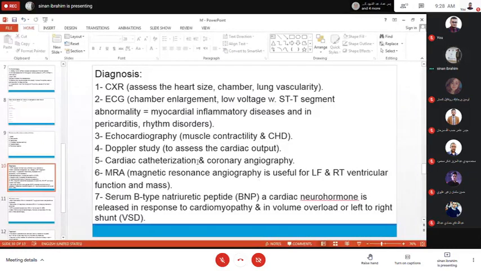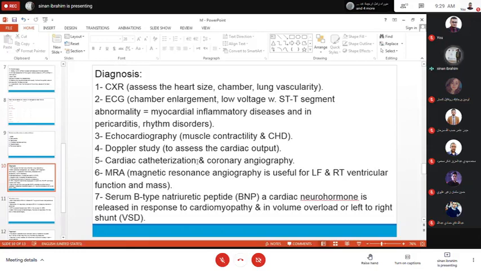Of course, it is possible that with all these investigations, we do chest X-ray, ECG, echocardiography and Doppler study, and we do not reach the final diagnosis, and we see the patient is still in failure, so we should do cardiac catheterization and coronary angiography. This is the last step, and we may reach the final diagnosis by doing this procedure under GA.